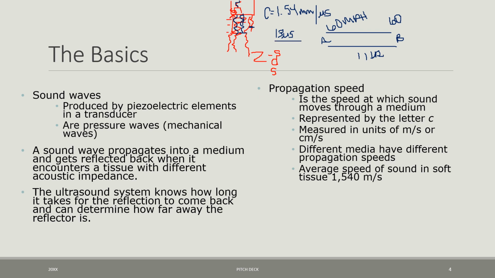So for every centimeter the sound traverses, if it goes 1 centimeter and back, that would take 13 microseconds. If it went 2 centimeters and back, that would be 13 microseconds per centimeter, so we'd have now 26 microseconds. If it went 3 centimeters and back, we'd have 13, 13, and 13 microseconds, or 39 microseconds. So by however long the sound was gone for, the transducer can deduce how deep it went and where the reflection is coming from, and that's how it knows where to place the echo on our display screen.